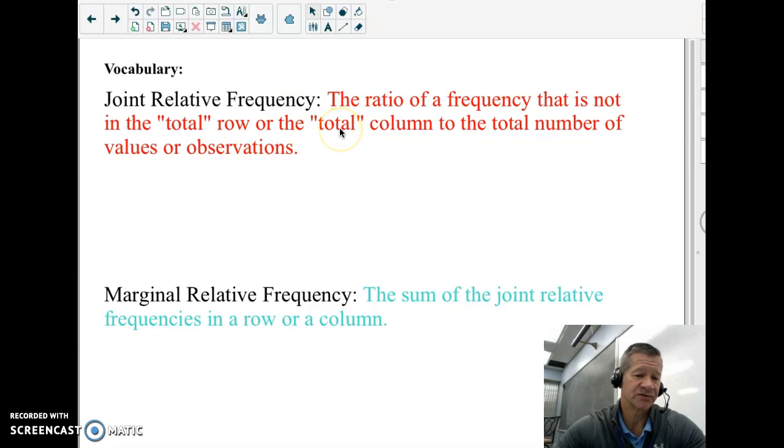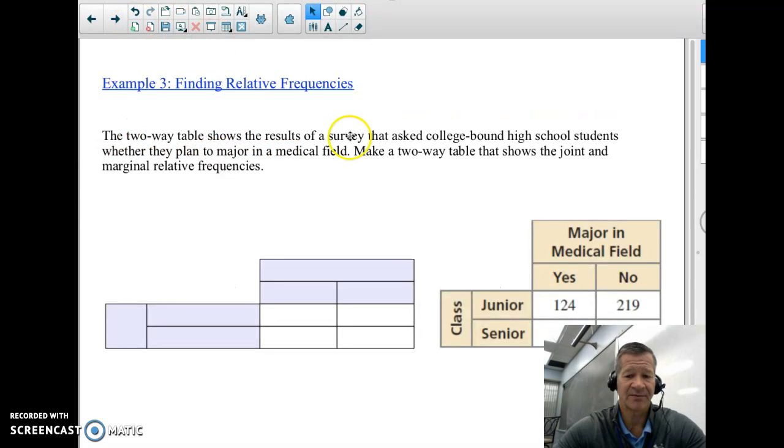Another way of saying it is we're just going to take all the joint frequencies and divide them by the total number of values in the entire table, which is always in that lower right-hand corner. To find the marginal relative frequencies, we're just going to add all the joint relative frequencies up. Okay, so let me show you an example of what that means.